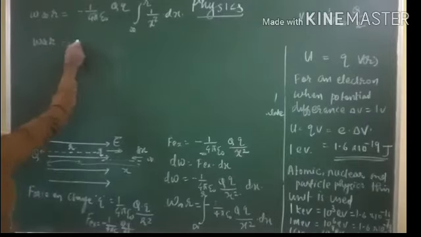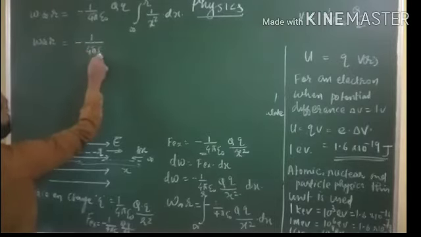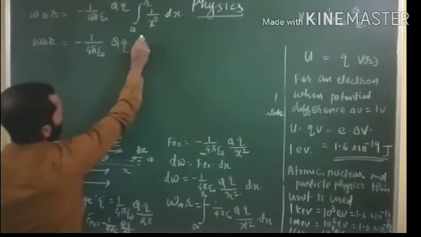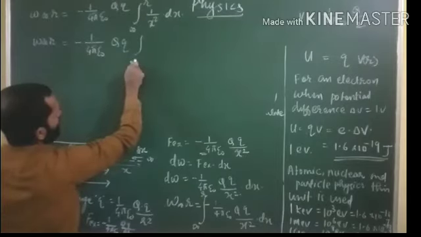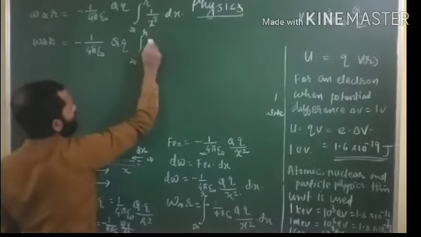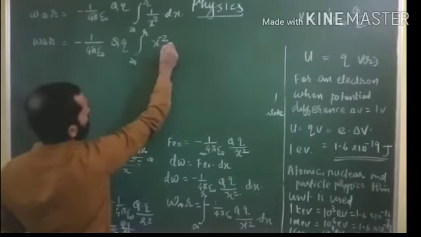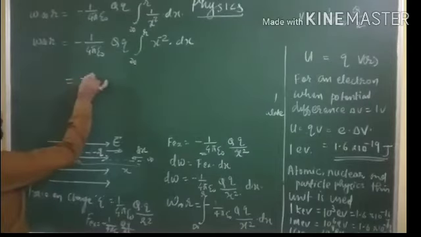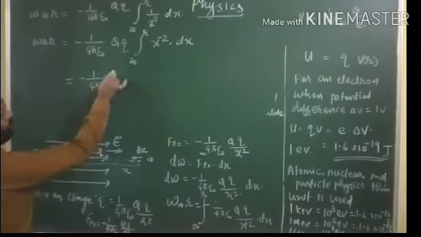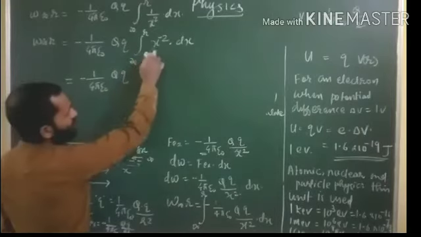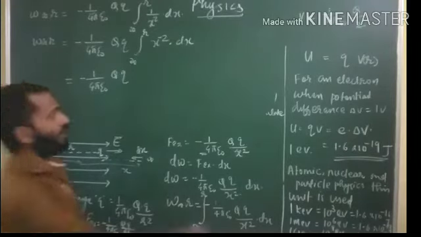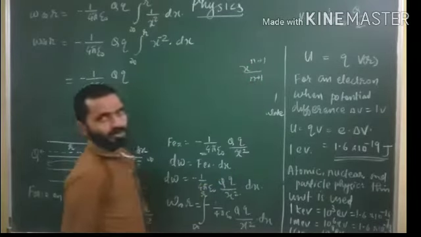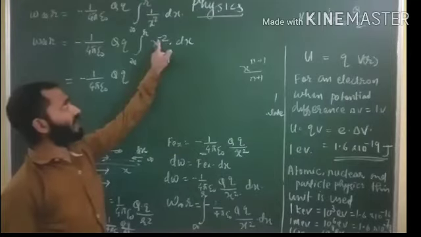Infinity to r, minus 1 by 4 pi epsilon naught q into q. See, for integrating, we are writing like this, infinity to r. You are taking the numerator, then this will be x to the power minus 2 into dx. Now this will be equal to minus 1 by 4 pi epsilon naught q into q. Integration of x to the power n will be equal to x to the power n plus 1 divided by n plus 1. Okay. So here n is minus 2.